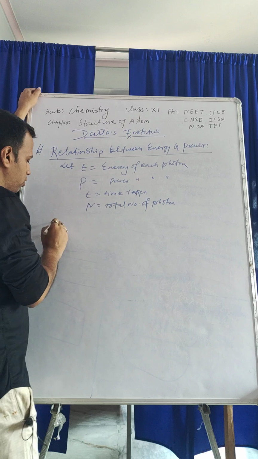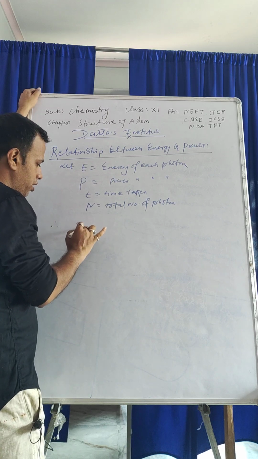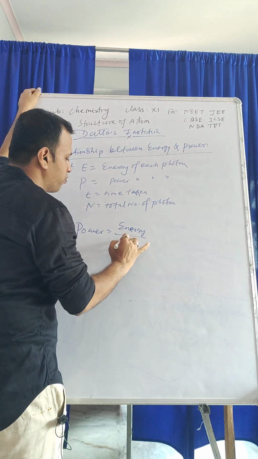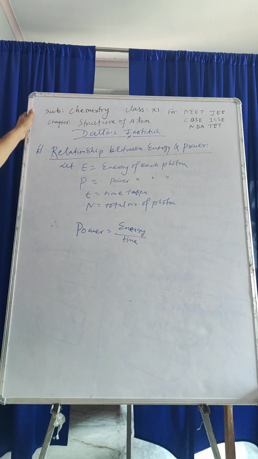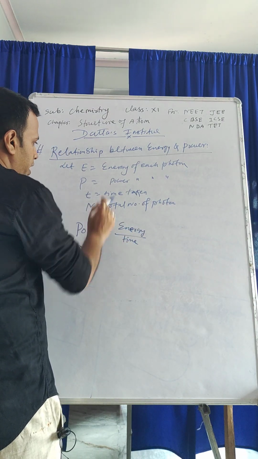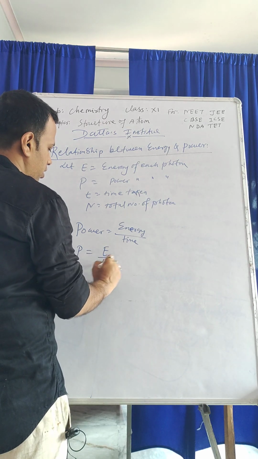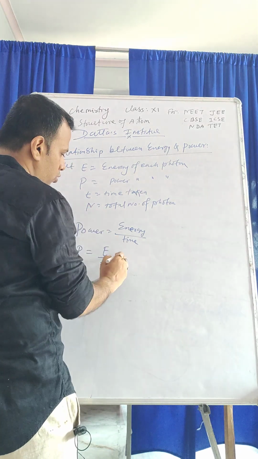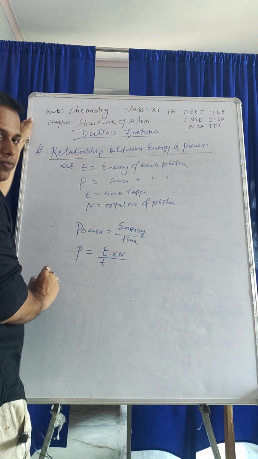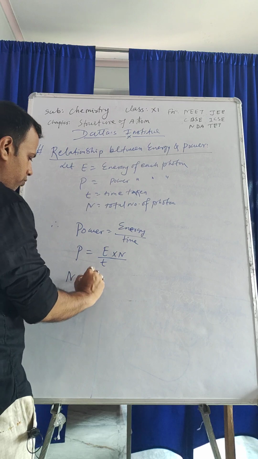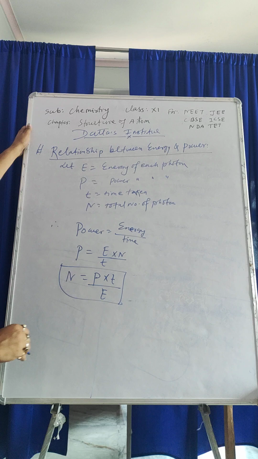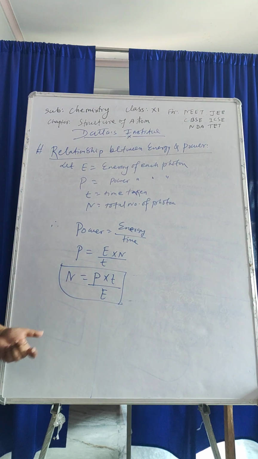We know that the basic formula of power is energy by time, is it not? This is the basic formula you got in class 7. Okay, the power is energy by time. So power P, energy E, and time T. Since there are N number of photons, the total energy will be NE. Okay, so from that we can find the number of photons will be P into T by E, right? Got my point? So from that relation we can find the number of photons emitted.